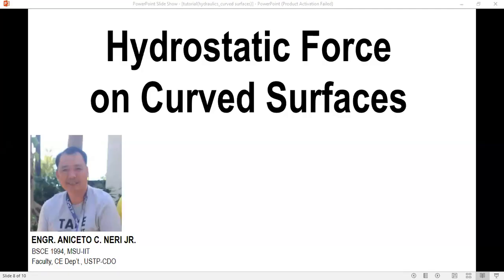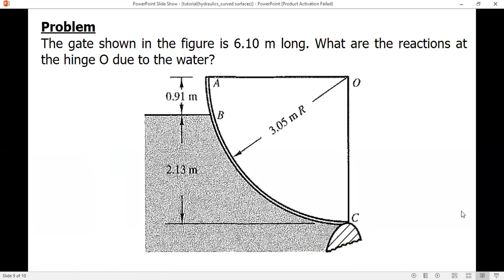Okay, in this video, I'm going to solve another problem about hydrostatic force on curved surfaces. Here's the problem. The gate shown in the figure is 6.1 meters long. What are the reactions at the hinge O due to the water? Okay, so again, the length is 6.1.